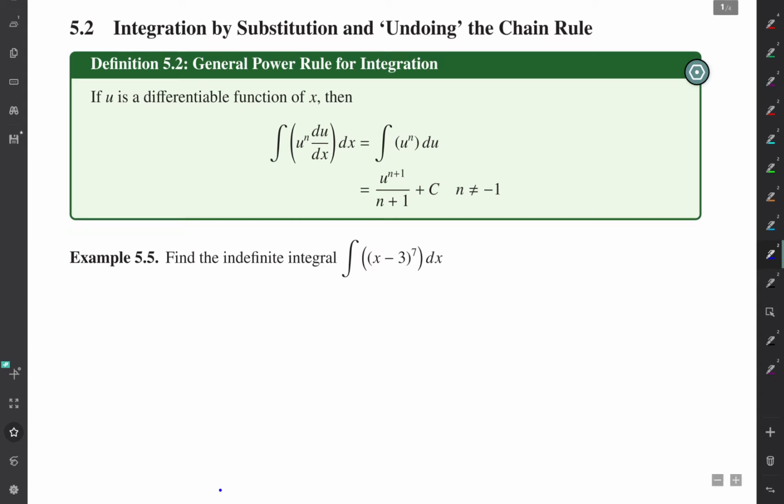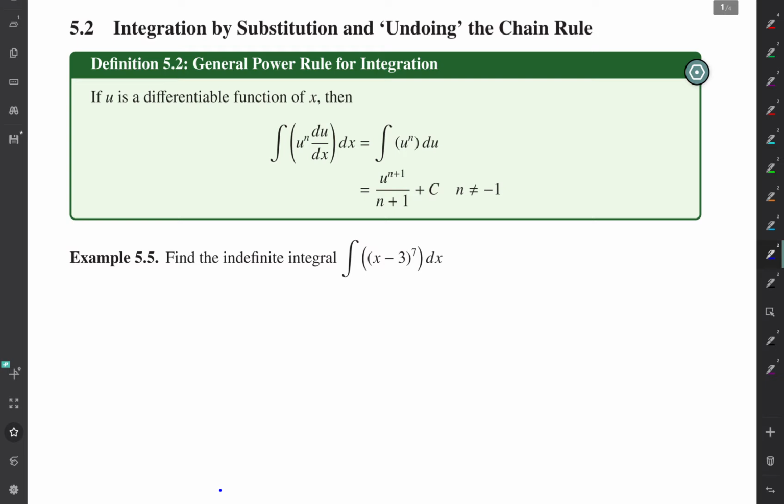Okay, in section 5.2, we're going to use the opposite of the chain rule, or we're going to undo the chain rule to find the integral of some more complex functions. And so the idea is that if you're taking the integral of something that can be written as u to the n times du dx, then that's the same as taking the integral of u to the n with respect to u. And of course, if you're taking the integral of u to the n with respect to u, that would be u to the n plus 1 over n plus 1, and then plus a constant.